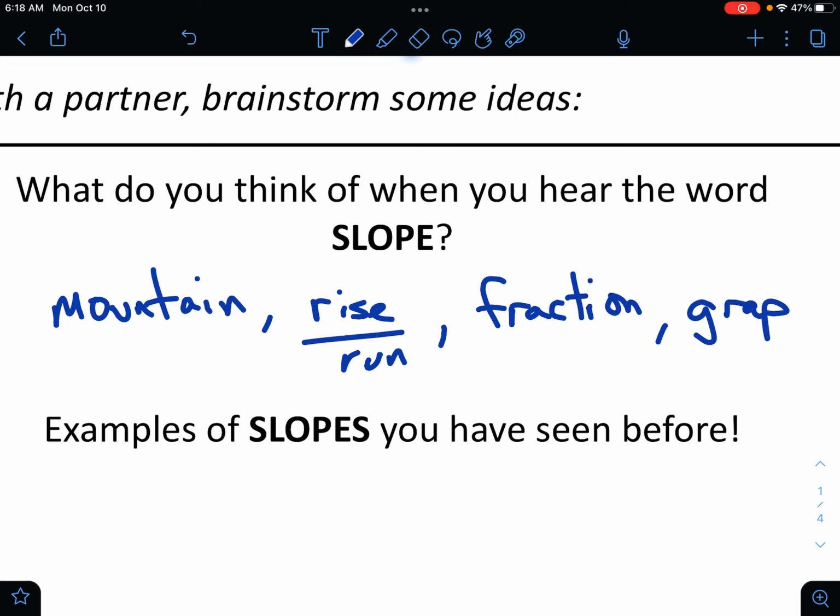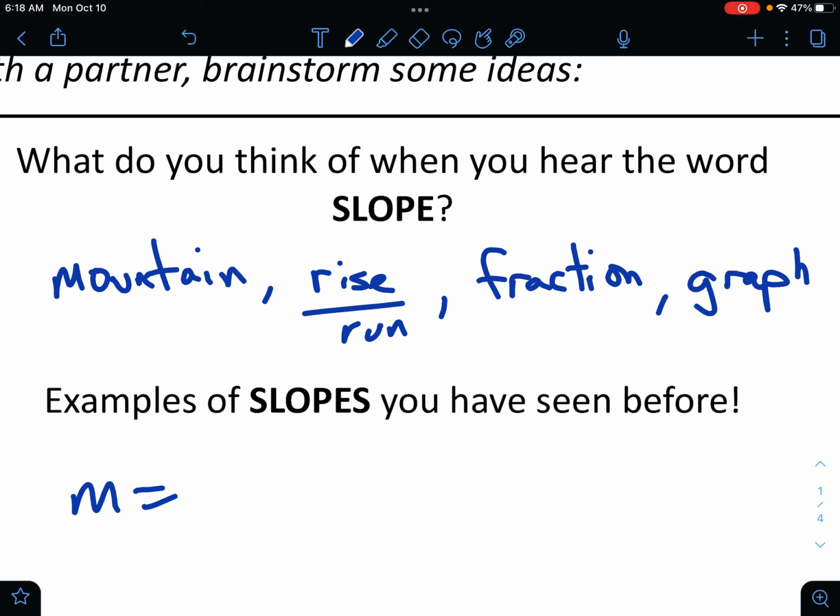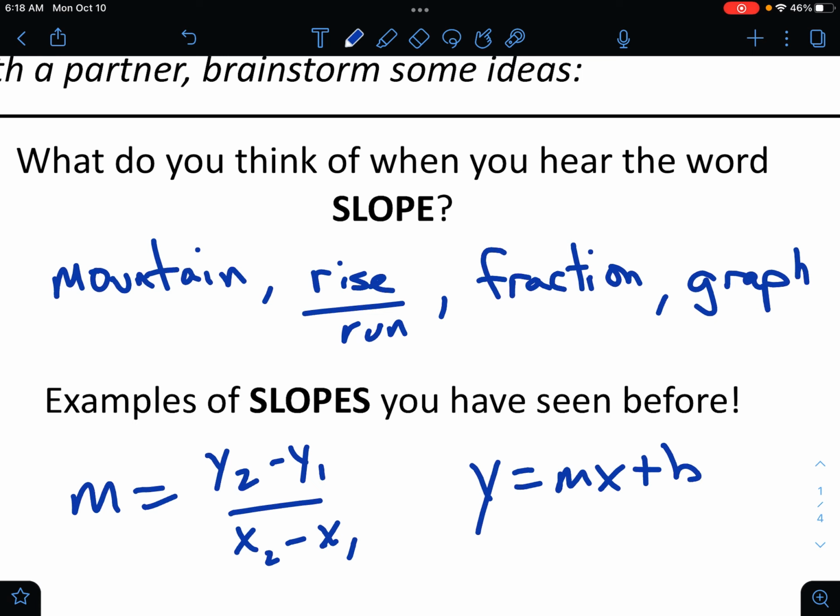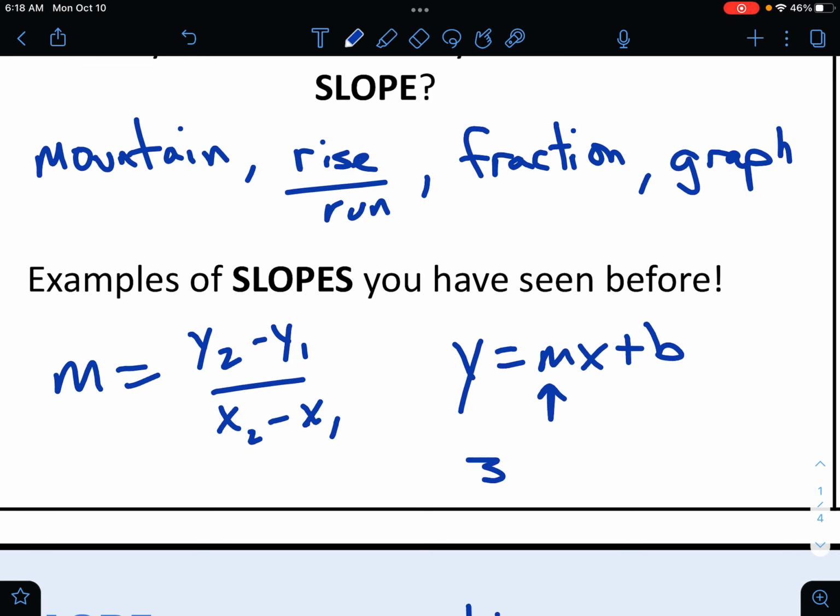Okay, and so some examples of slopes that you've seen before, you might have seen m equals y2 minus y1 over x2 minus x1. You might have seen where m is in the slope-intercept form with the equation where m is the slope. And you might have just seen it where it's a fraction, right? Like 3 over 2 or something along those lines.